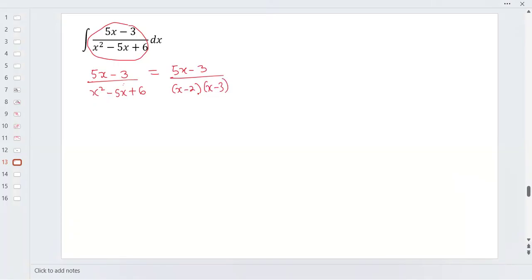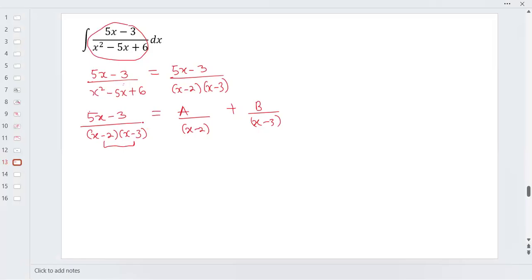There are many approaches we can use to solve partial fraction questions. We have the cover-up rule, we have the comparison method, but I'm going to be using the cover-up rule. So 5x minus 3 over x minus 2 and x minus 3 equals A over the first factor, x minus 2, plus B over x minus 3. You might wonder why I have just two fractions on the right hand side. The reason is that in the denominator I only have two factors. If I had three, it would become three in that order.